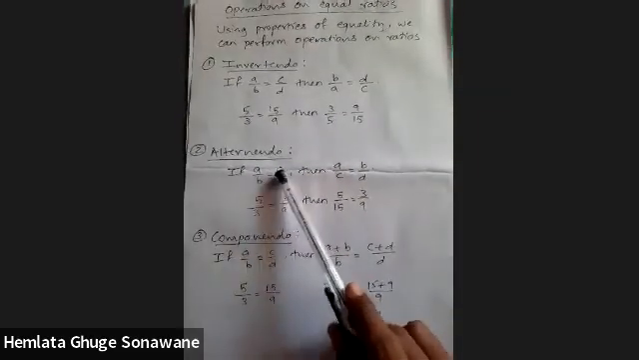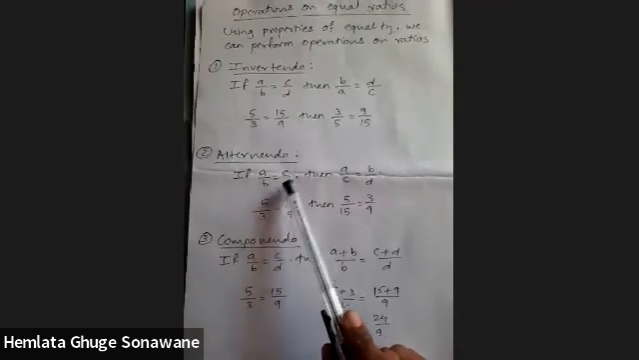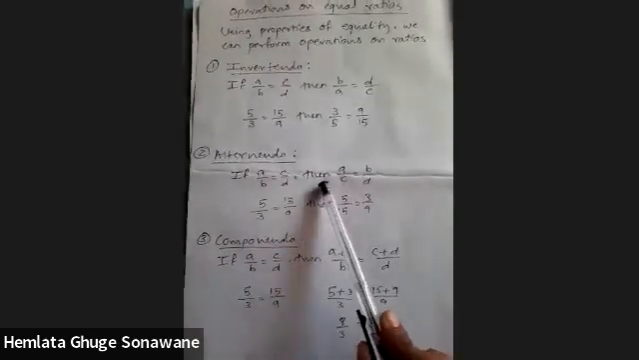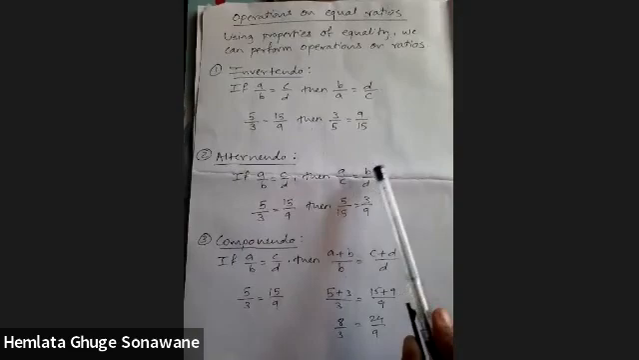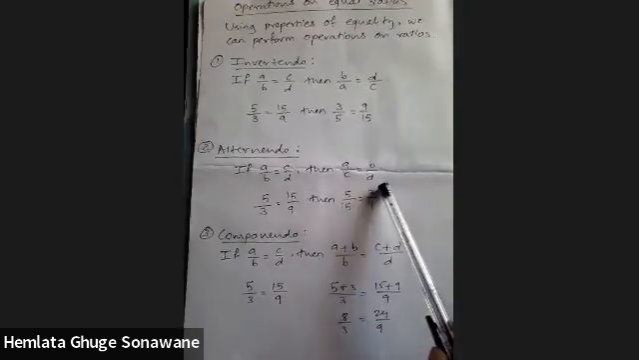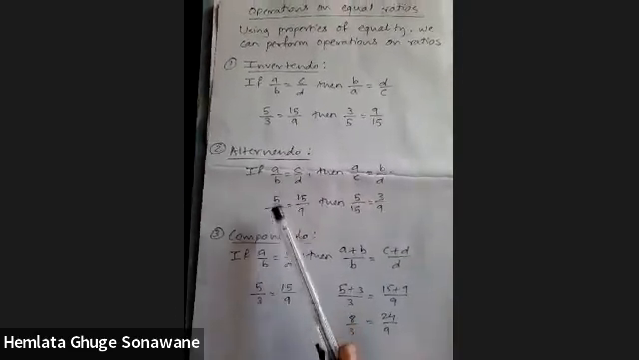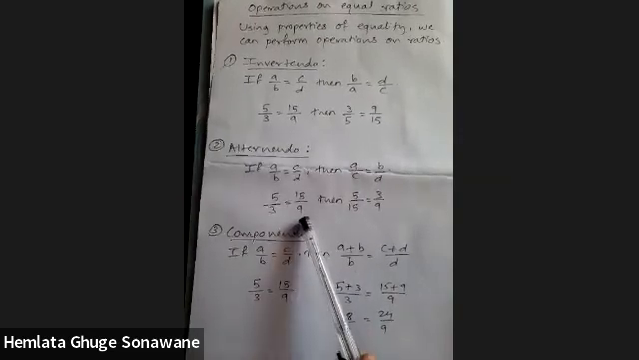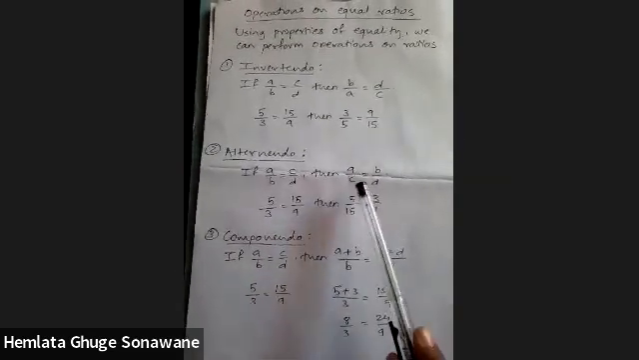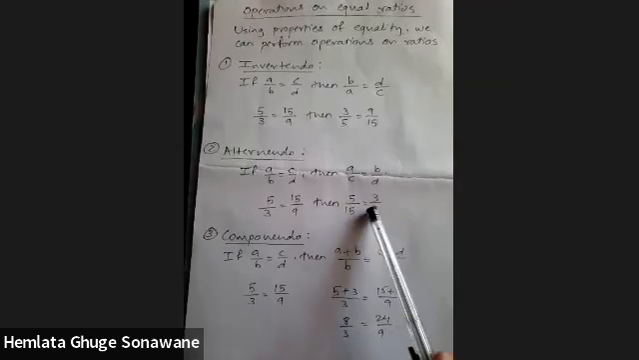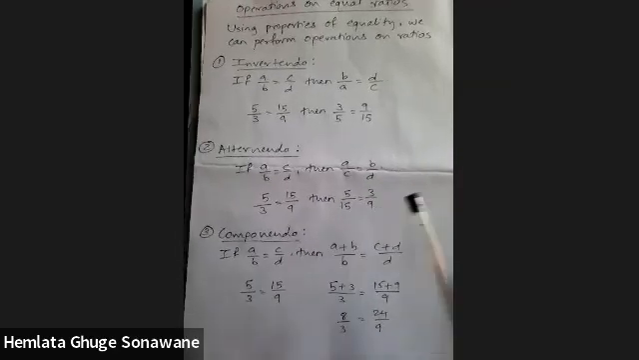Next is alternando. If A upon B is equal to C upon D, then A upon C is equal to B upon D. For example, 5 upon 3 is equal to 15 upon 9. Then it becomes 5 upon 15, that is equal to 3 upon 9.